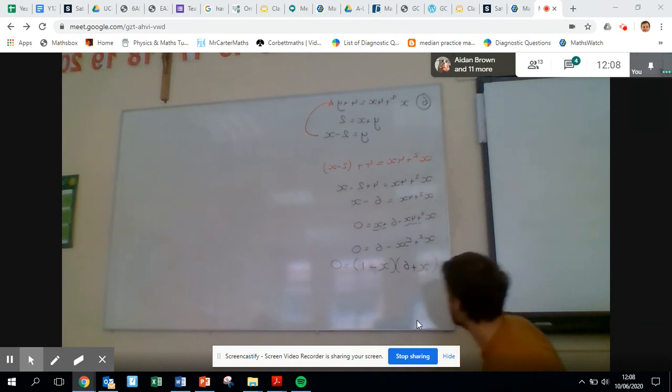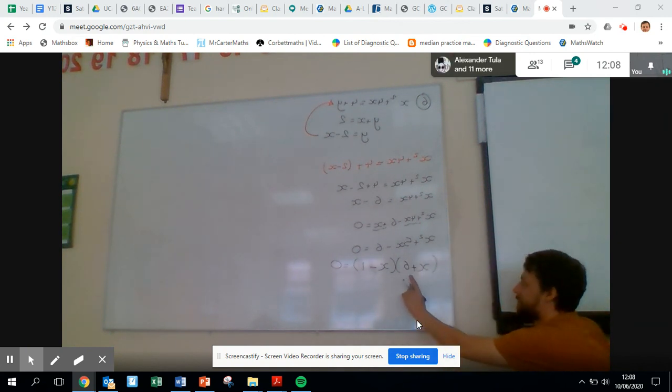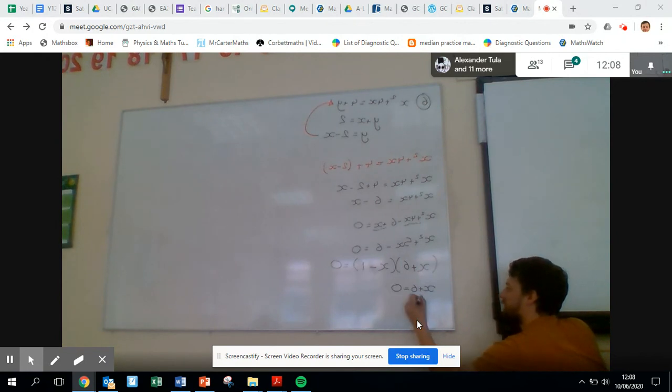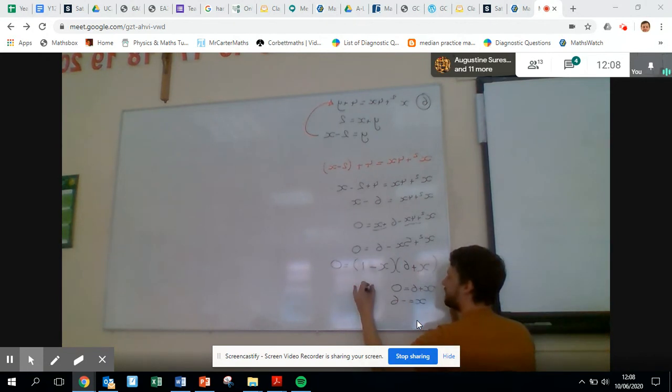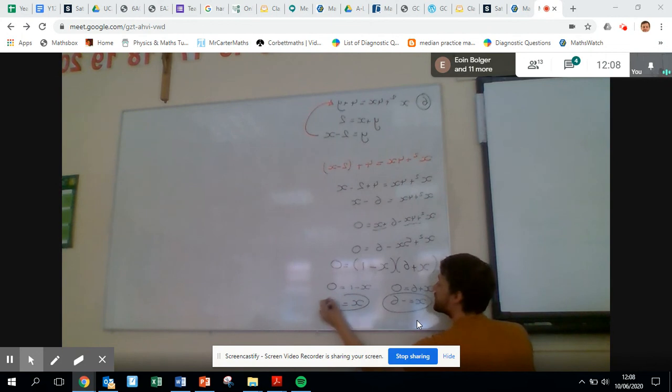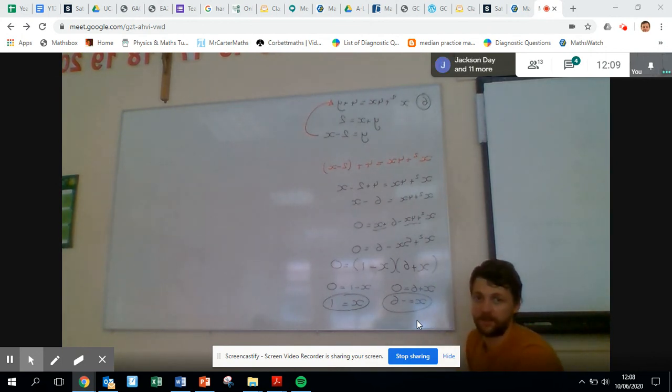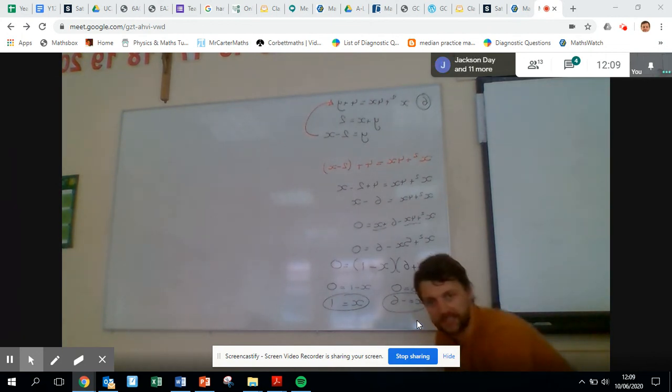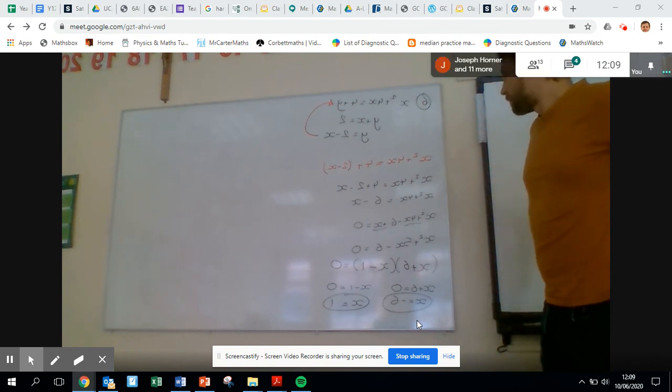It does work. So x plus 6 is 0, so x equals minus 6. And x minus 1 is 0, so x equals positive 1. So here are our two solutions for the quadratic. They feel right. Let's go ahead and keep doing the rest of the question, and we'll then find out.